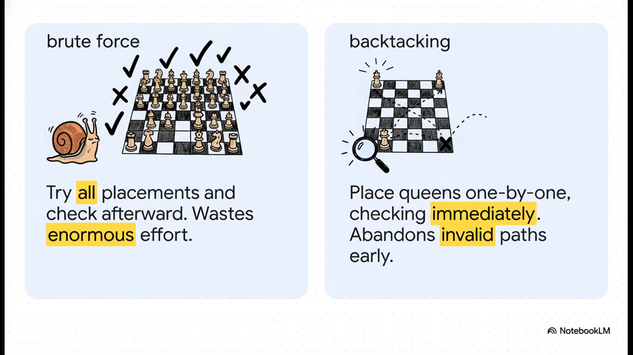It places just one queen at a time, row by row. After each placement, it stops and asks, is this okay? Are we still following the rules? If yes, it moves on. But the second it hits an invalid spot, it immediately abandons that path. It doesn't waste another second on a failing solution.